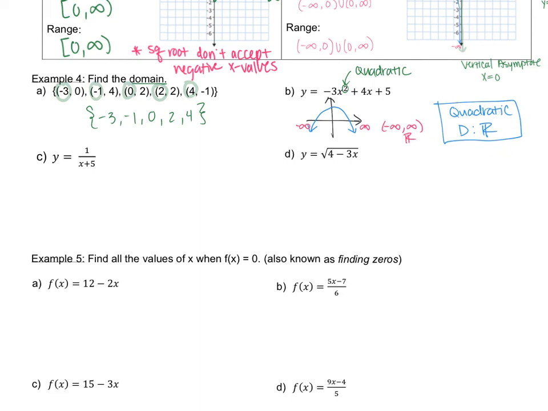And that's it. So anytime you notice that something has an x squared in it, or the highest power is x squared, it's a quadratic. End of story. Domain is all real numbers.